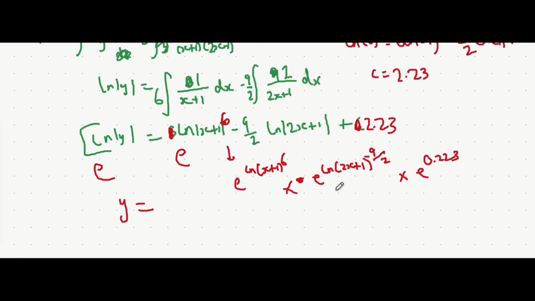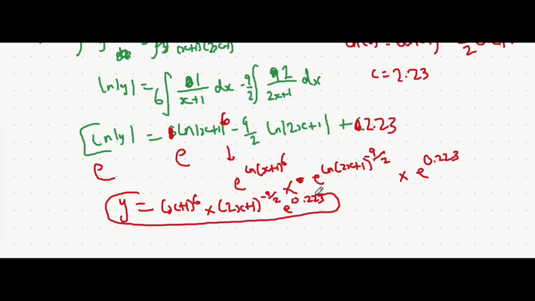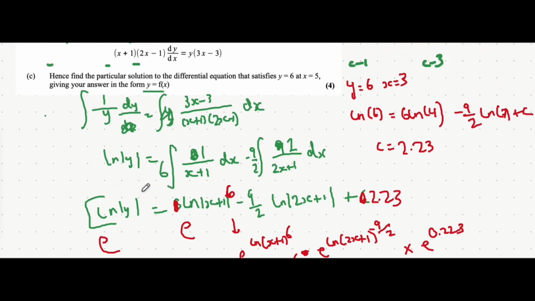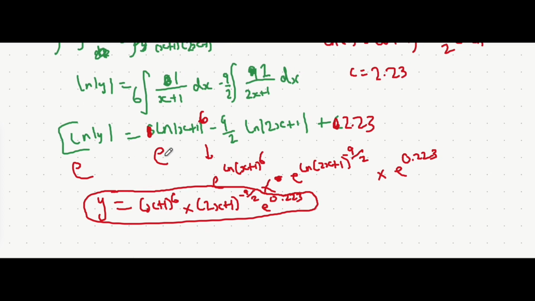Now that you've left it in this format, you realize that, well, e to the ln x plus 1 to the power of 6 is just x plus 1 all to the power of 6. But then you have to multiply onto that whatever this term becomes. So e to the ln cancels out again, leaving you with just 2x plus 1 to the power of minus 9 over 2. And then multiplied by e to the power of 0.223. So pretty messy, honestly, but this is your final answer, and this is how you have to deal with it in an exam. You have to be very careful. We know that even though the powers are added together, the individual indices are being multiplied together, and you have to separate it in this way.